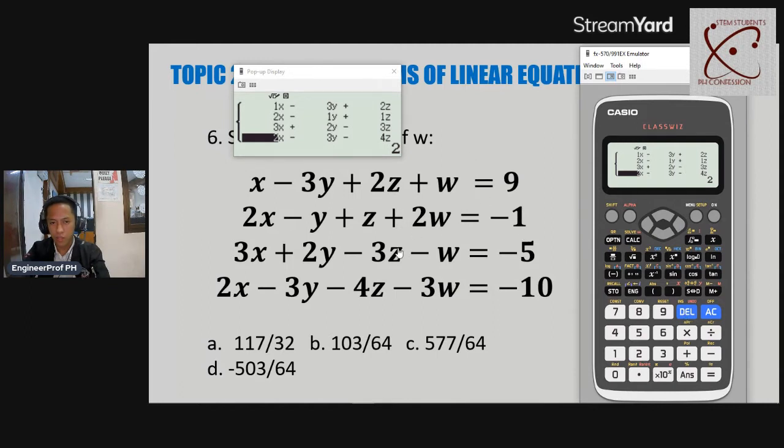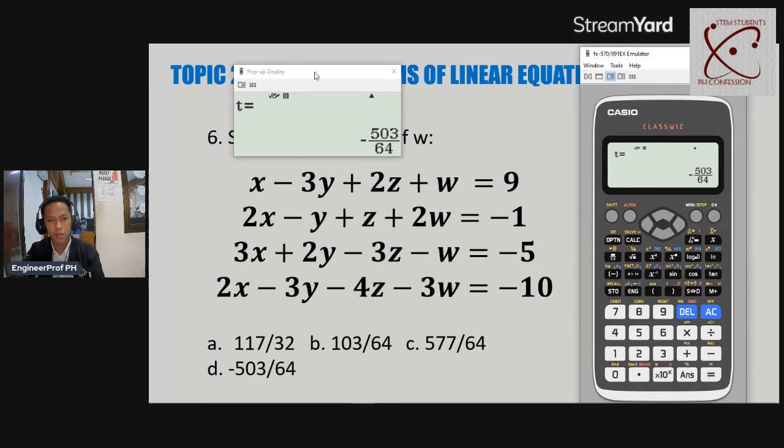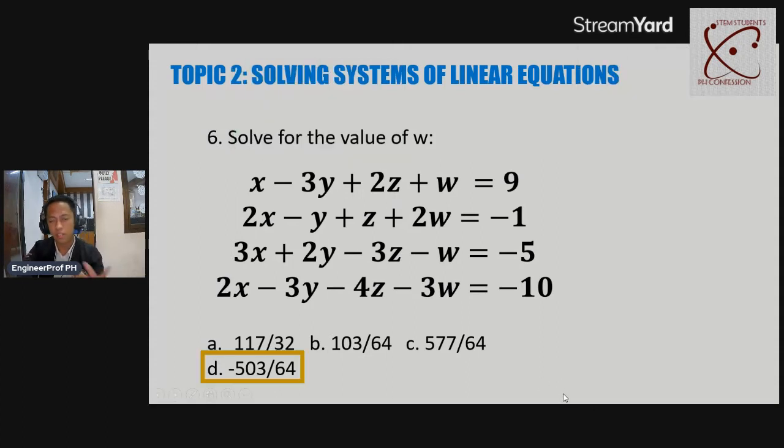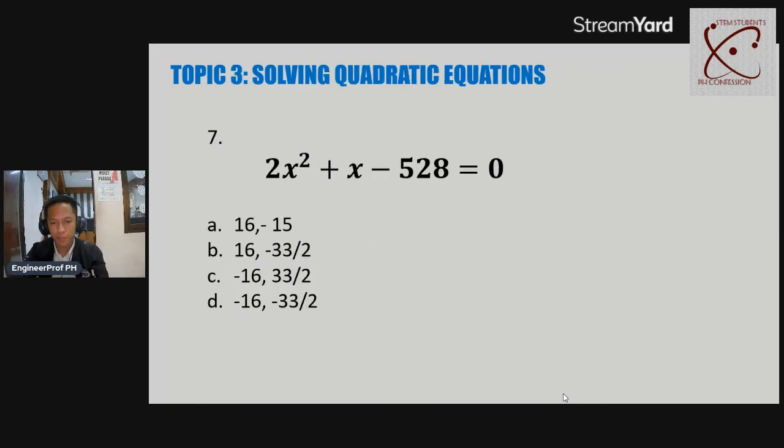After you do that, after you input all the coefficients, just press equals. Automatically, may x ka na, may y tayo, meron tayong z, meron tayong w. Okay, so this is the required in this problem. So w is negative 503 all over 64. Okay, so that is letter D. Okay, so ganun lang, guys, kabilis mag-solve ng linear equation using your Casio FX991EX.